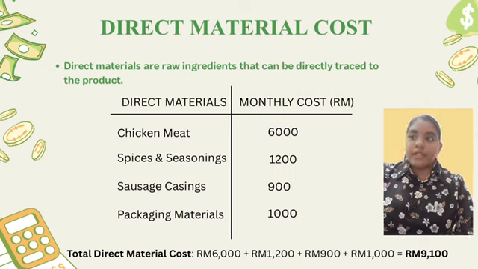The monthly cost of chicken meat is 6,000 ringgit, spices cost 1,200 ringgit, casing costs 900 ringgit, and packaging material costs 1,000 ringgit. Therefore, the total direct material cost per month is 9,100 ringgit.